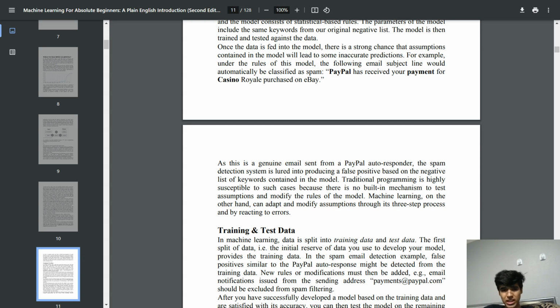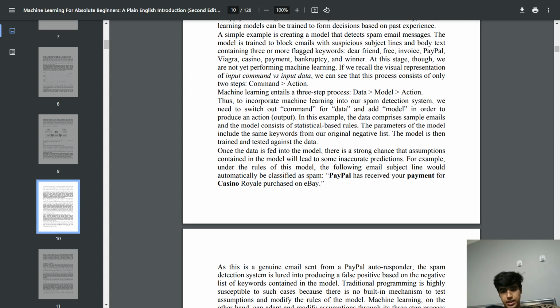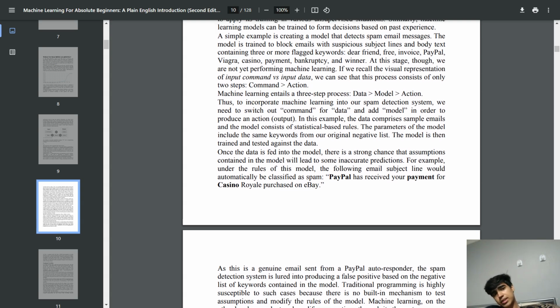Traditional programs are highly susceptible to such cases because there is no built-in mechanism to test assumptions and modify the rules of the model. Machine learning, on the other hand, can adapt and modify assumptions through its three-step process. So we're simply talking about the example of a spam detection system and how accurate, or how inaccurate, machine learning can be. It can make a decision based on the data, sometimes false, sometimes true.